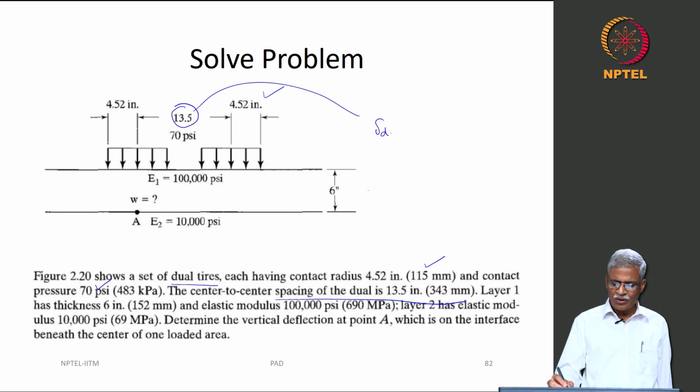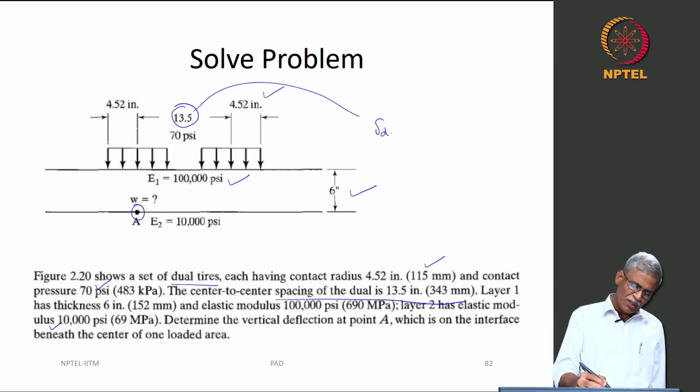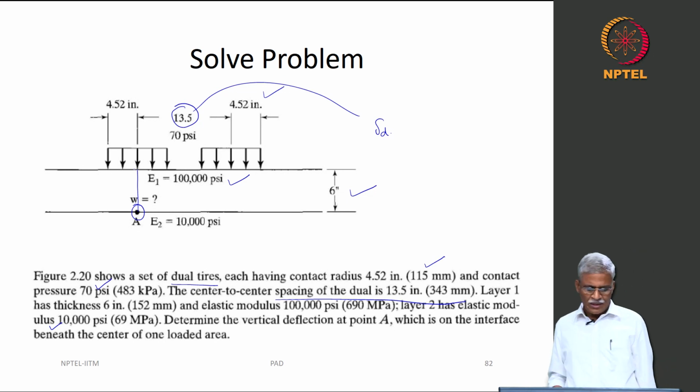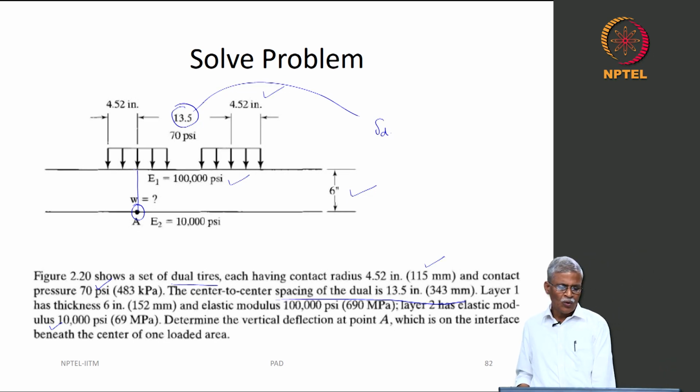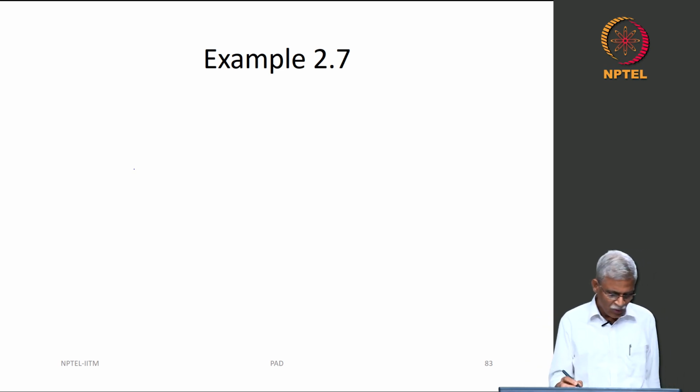Layer 1 has thickness of 6 inches and elastic modulus of 100,000. Layer 2 has elastic modulus of 10,000 psi. Determine the vertical deflection at this point, which is on the interface beneath the center of one loaded area. Now, what is it that you need? Basically, what are all the things that you need?